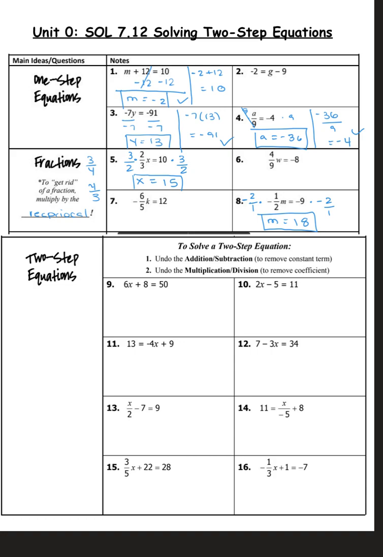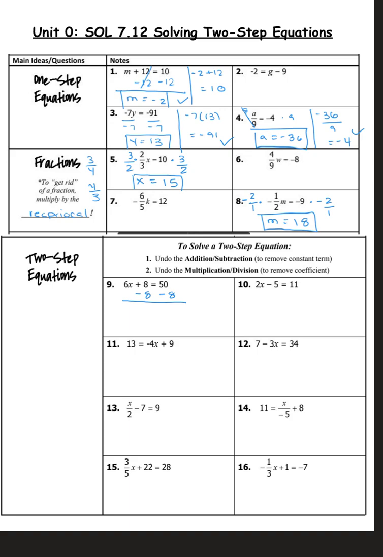All right. With one-step equations, we use one operation, whereas with two-step equations, we're going to use two operations. All right, we have 6x plus 8 is equal to 50. So a quick reminder, addition and subtraction undo each other. Multiplication and division undo each other. So the first thing I'm going to do is subtract 8 from both sides.